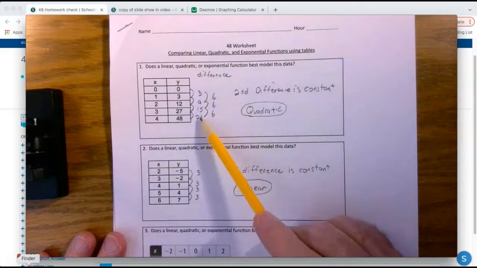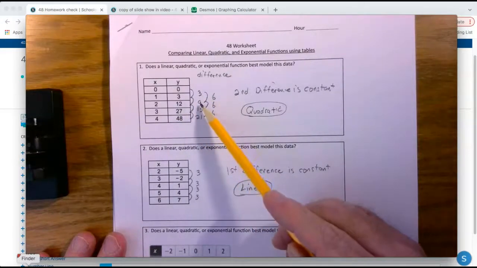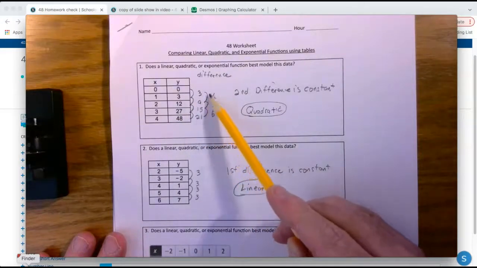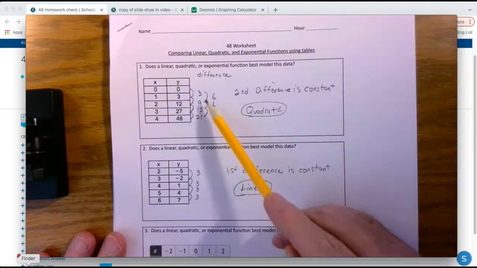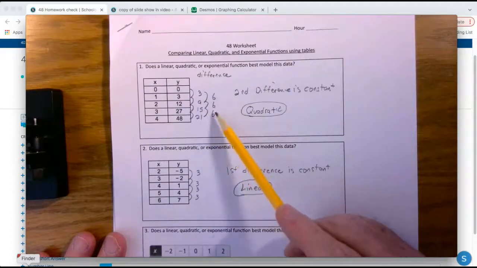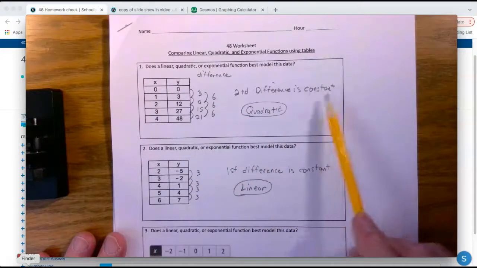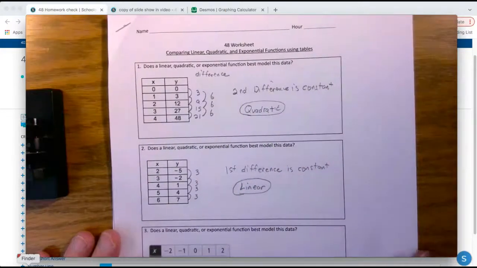There's nothing constant about that. But if you take the second difference, if I go 9 minus 3 is 6, 15 minus 9 is 6, 21 minus 15 is 6, okay, the second difference is constant. It's a quadratic, okay?